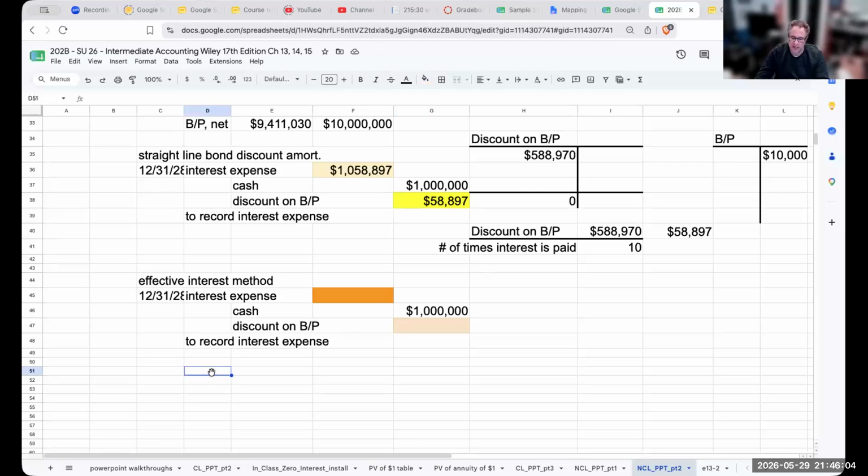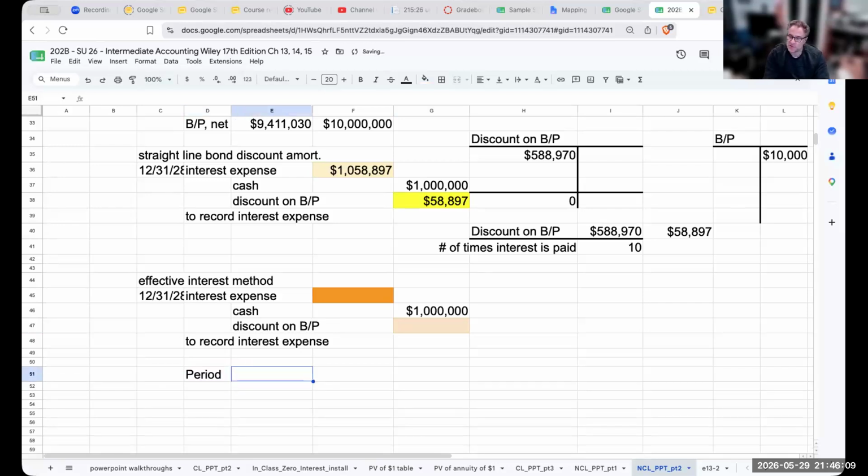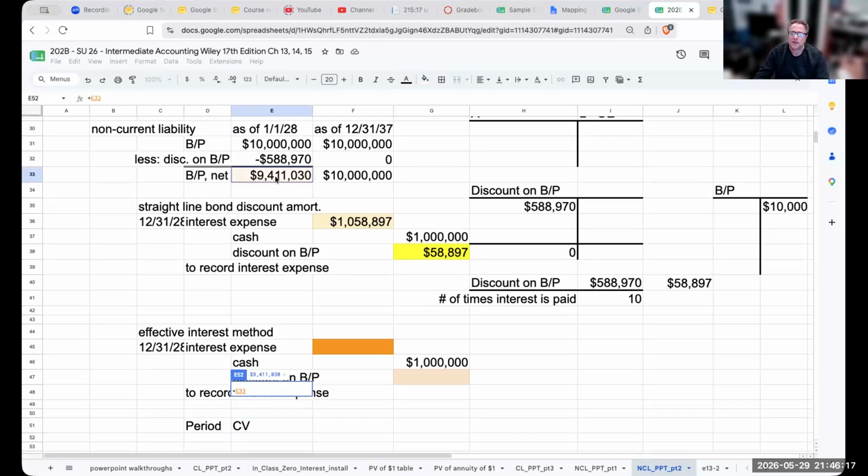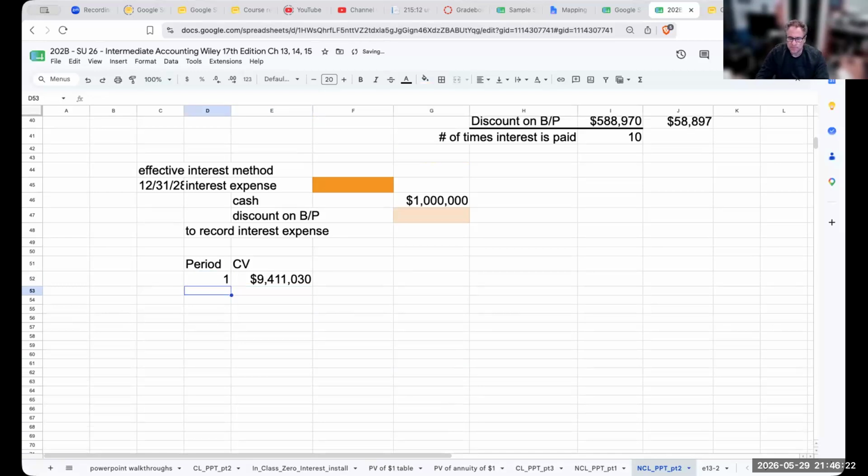Now to do this, I'm going to have my period, and I'm going to start over here with the carrying value. What does that mean? It basically means my bond payable less my discount on bonds payable gives me my bond payable net. So I've got the carrying value. Then I'm going to take my interest rate, and this is going to be the market interest rate. My market interest rate is 11%.